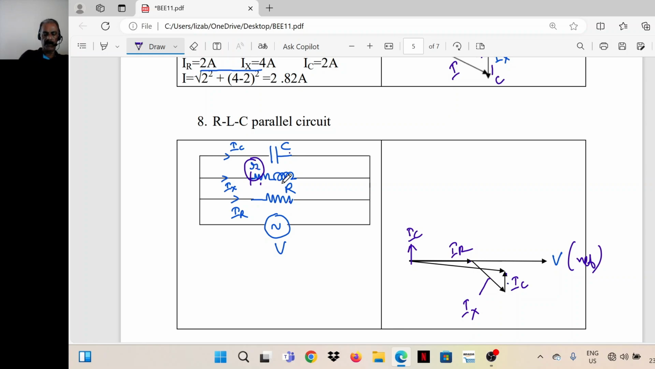If it is a pure inductor, then only it will lag by 90 degrees. In this case, it will not lag by 90 degrees. So it lags by an angle which is less than 90 degrees. Then IC, current through the capacitor, is leading by 90 degrees. IR plus IX plus IC. This is the net current I.